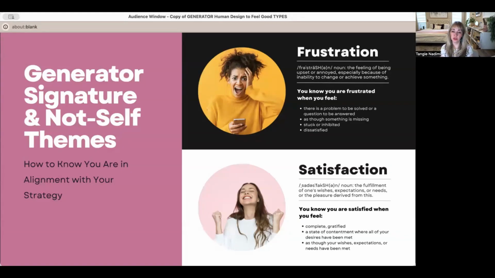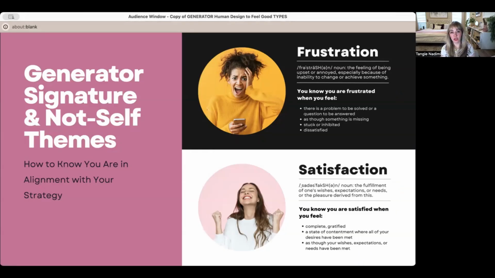Satisfaction is the fulfillment of one's wishes, expectations, or needs, or the pleasure derived from this. You know that you're satisfied when you feel complete, gratified. You're going to feel a state of contentment where all of your desires have been met. You're going to feel like your energy was used up, and you're going to feel as though your wishes, expectations, or needs have been met. So that is the generator theme in a nutshell.